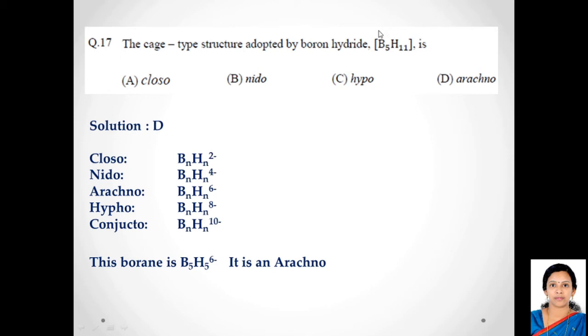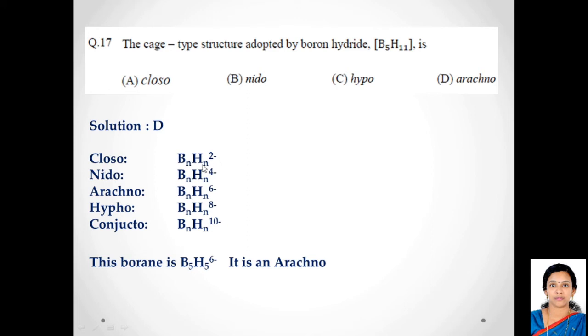For example, for B5H11, this is the structure they have given us. So what we do is we put B5H5. There are 6 extra hydrogens, we remove them, so that will give us a 6 minus charge. Which group does B5H5 6 minus come in? It comes in the arachno family. So the given borane is actually an arachno structure.